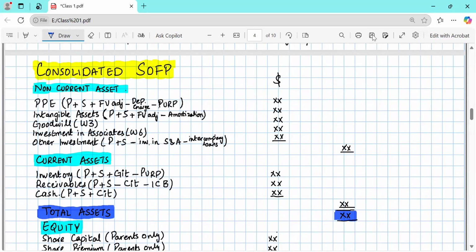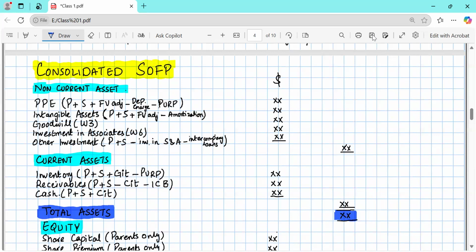Now this is another important concept that you need to be aware of: while you are doing the consolidation, if there is any intercompany balance, if anything that is amongst both companies, you have to remove the effect of that. Okay. Any transaction which is between parent and subsidiary, you have to remove its impact. Okay. Got this point?